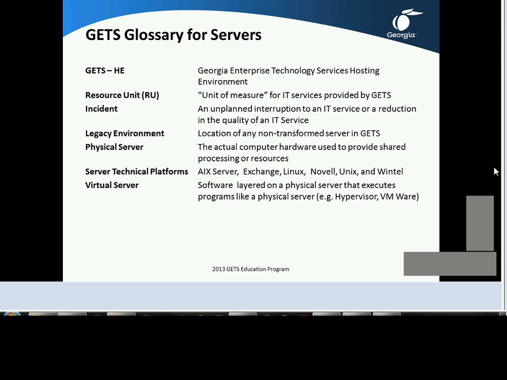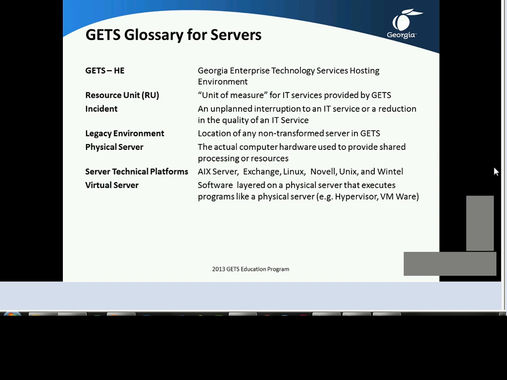So let's look at some terms we'll need for this presentation. GETS-HE stands for the Georgia Enterprise Technology Services Hosting Environment. We've talked about resource unit in past presentations. It's a unit of measure for IT services provided by GETS. An incident is an unplanned interruption to an IT service or a reduction in the quality of an IT service.